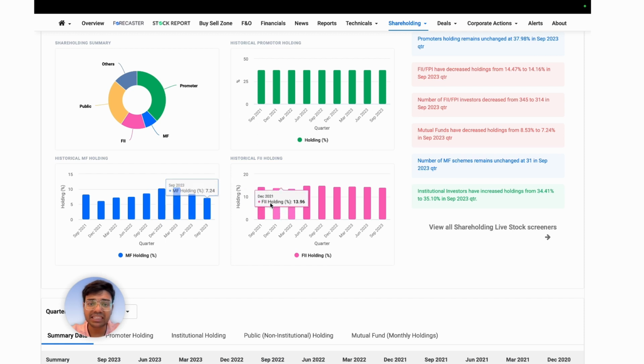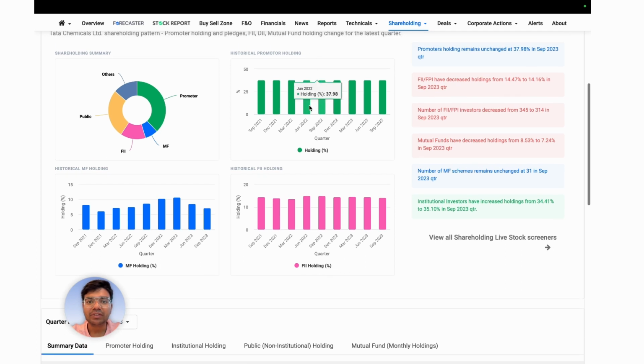On the right, you will see the FIIs. You can see that FIIs are also decreasing their holdings, but not a lot. They are still invested. Now, if you go on the top, the green, this is your main promoter's holding. A decrease in this is definitely a bad sign, and a multiple decrease in this is a very bad sign. So you can see that the promoters have not decreased their shares. They have stayed at the same 37.98%.